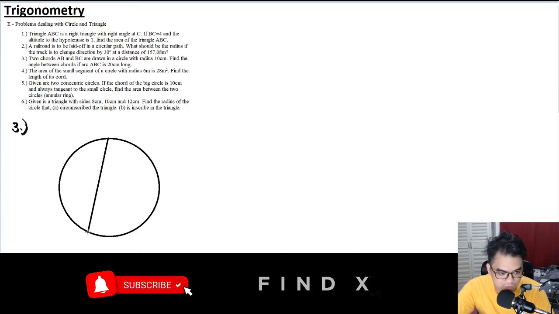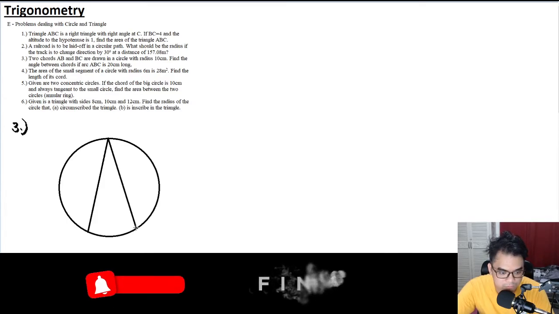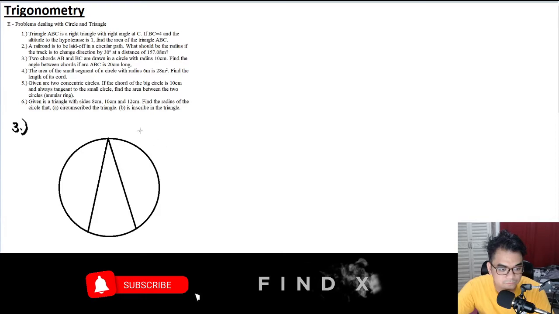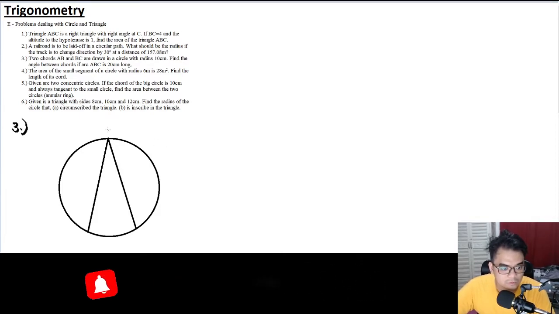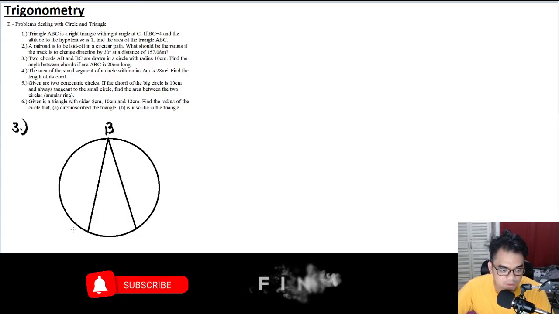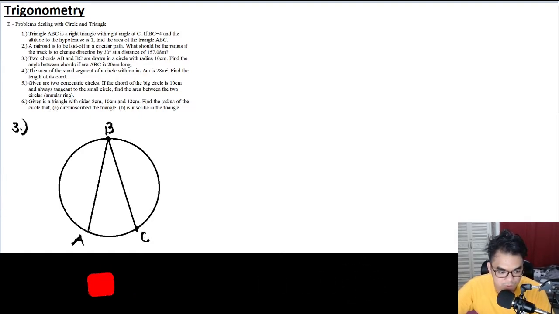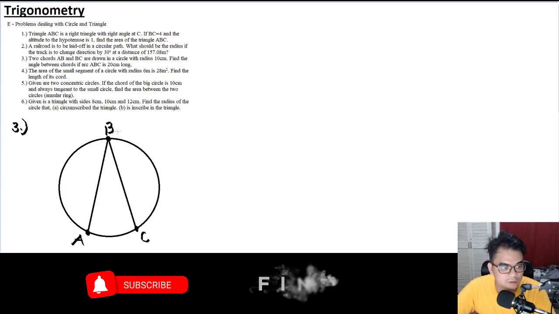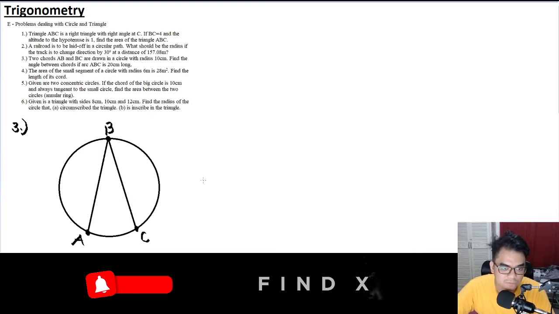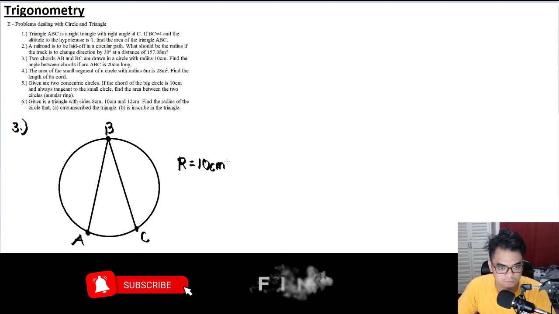Let's say this is B, this is A, and this is C. So we get a common point of B. This is line AB, so chord AB, and we got a chord BC, drawn in a circle with radius 10 centimeters. So we got R equal to 10 centimeters.